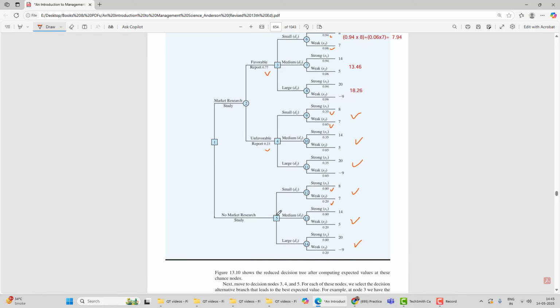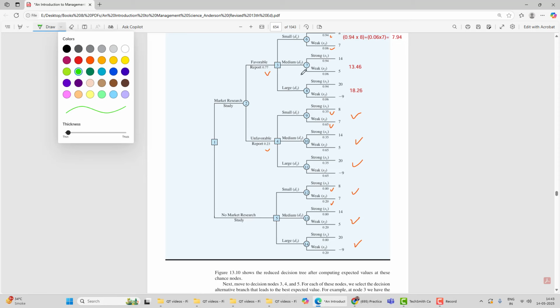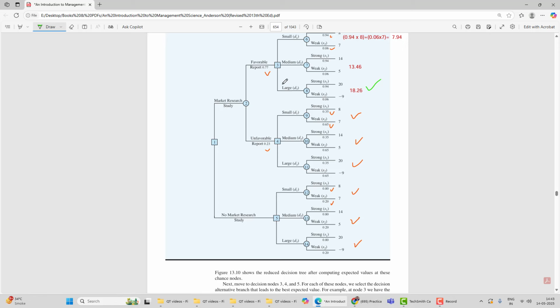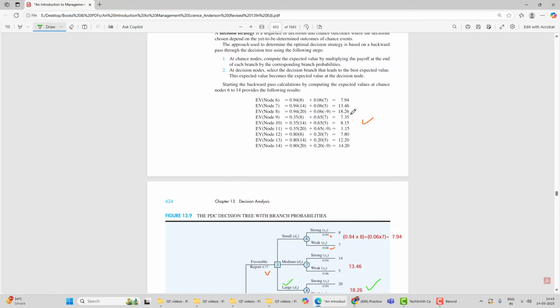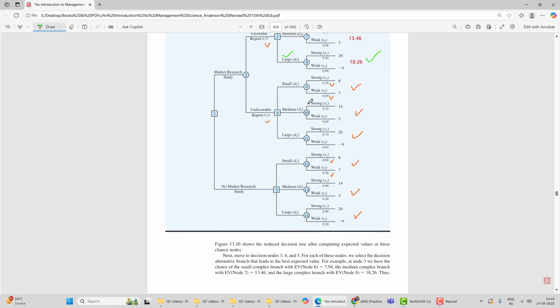Now obviously when we are taking a decision at this 5, 4 and 3, the maximum EV will be our choice. Out of this, the maximum EV is clearly 18.26, right? So obviously for us, this choice will be for favorable report. We will go for 18.26, means our choice will be D3. For this 9, 10 and 11, between these three, 10 has the maximum. So we will go for this. We will go for medium, and whatever is the value, 8.15 will be my value, right? So here I will be writing 8.15.